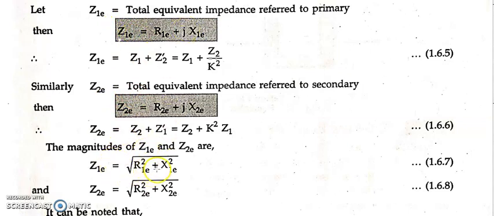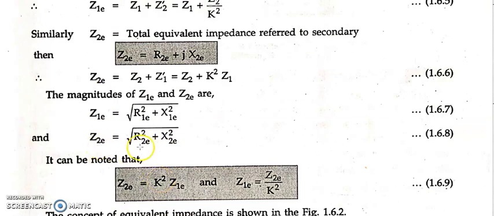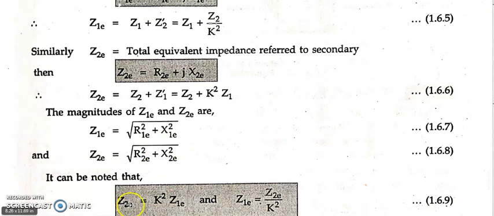Again, what? Square root of R1 square plus X1 square, and Z2 is equal to square root of R2 square plus X2 square. You can write Z2E in this form as well: Z2E is equal to K square into Z1E, whereas Z1E is equal to Z2E by K square. And how did this formula come?